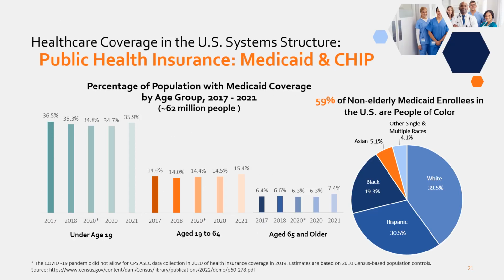Over 1/3 of children under the age of 19 had public health insurance coverage through Medicaid or CHIP in 2021, while 15% of working age adults and 7% of people over 65 were covered through Medicaid. Looking at race and ethnicity, 59% of non-elderly Medicaid recipients were people of color.